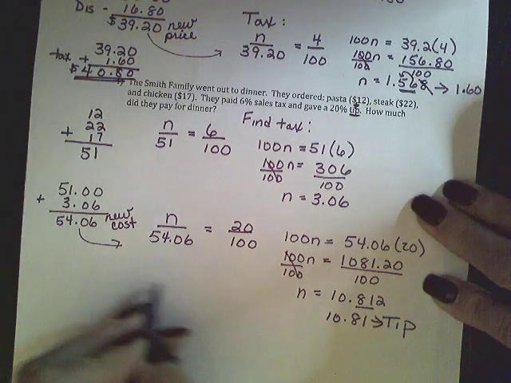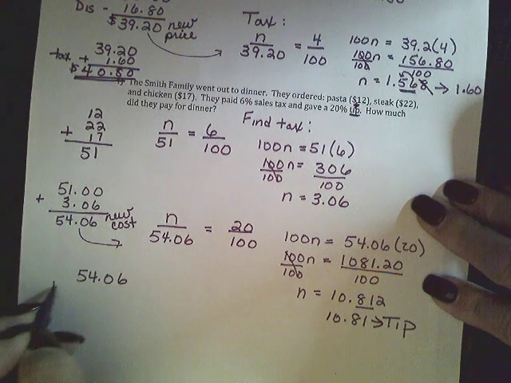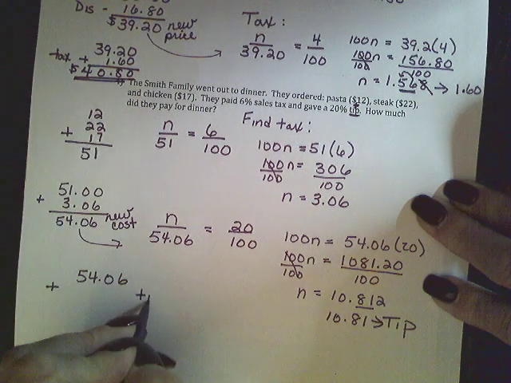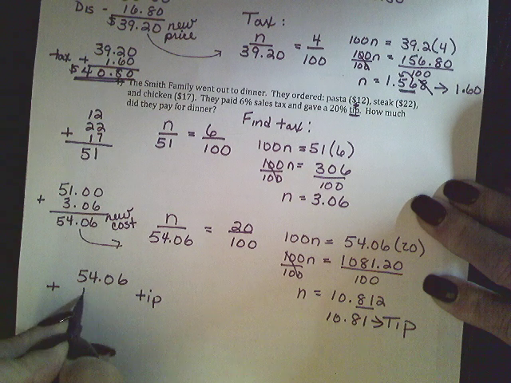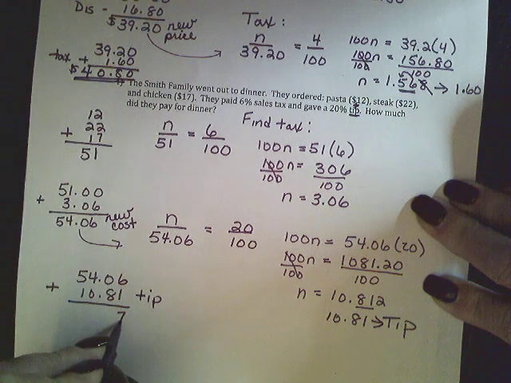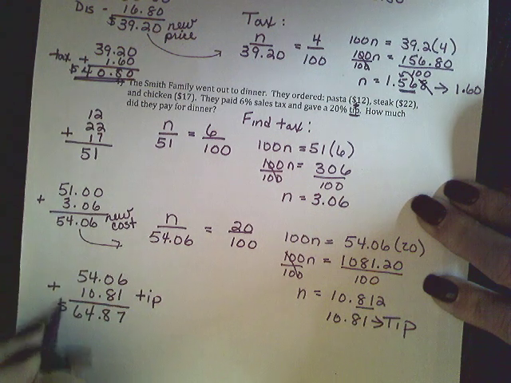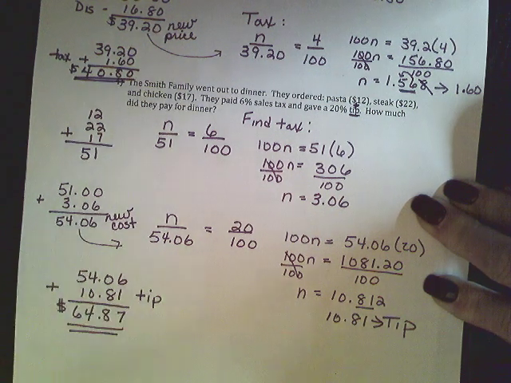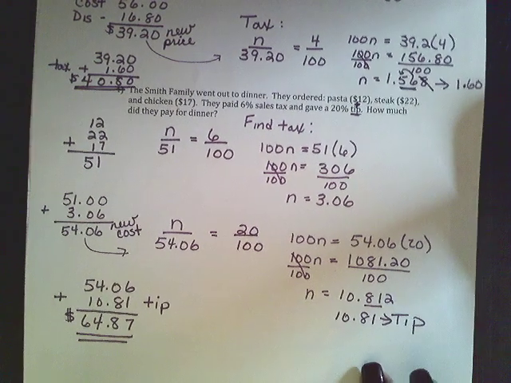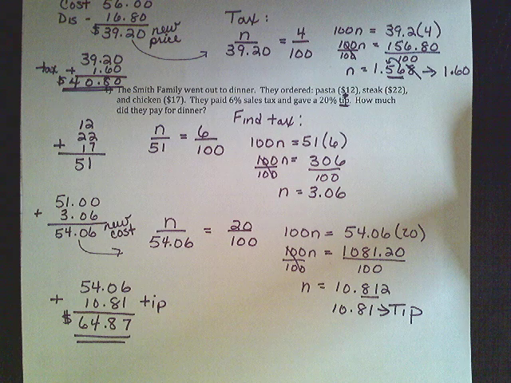Okay, so now we're going to take our new cost of $54.06, and we're going to add our tip of $10.81. So the final bill that the Smith family will pay is $64.87. Tax, tip, and discount.